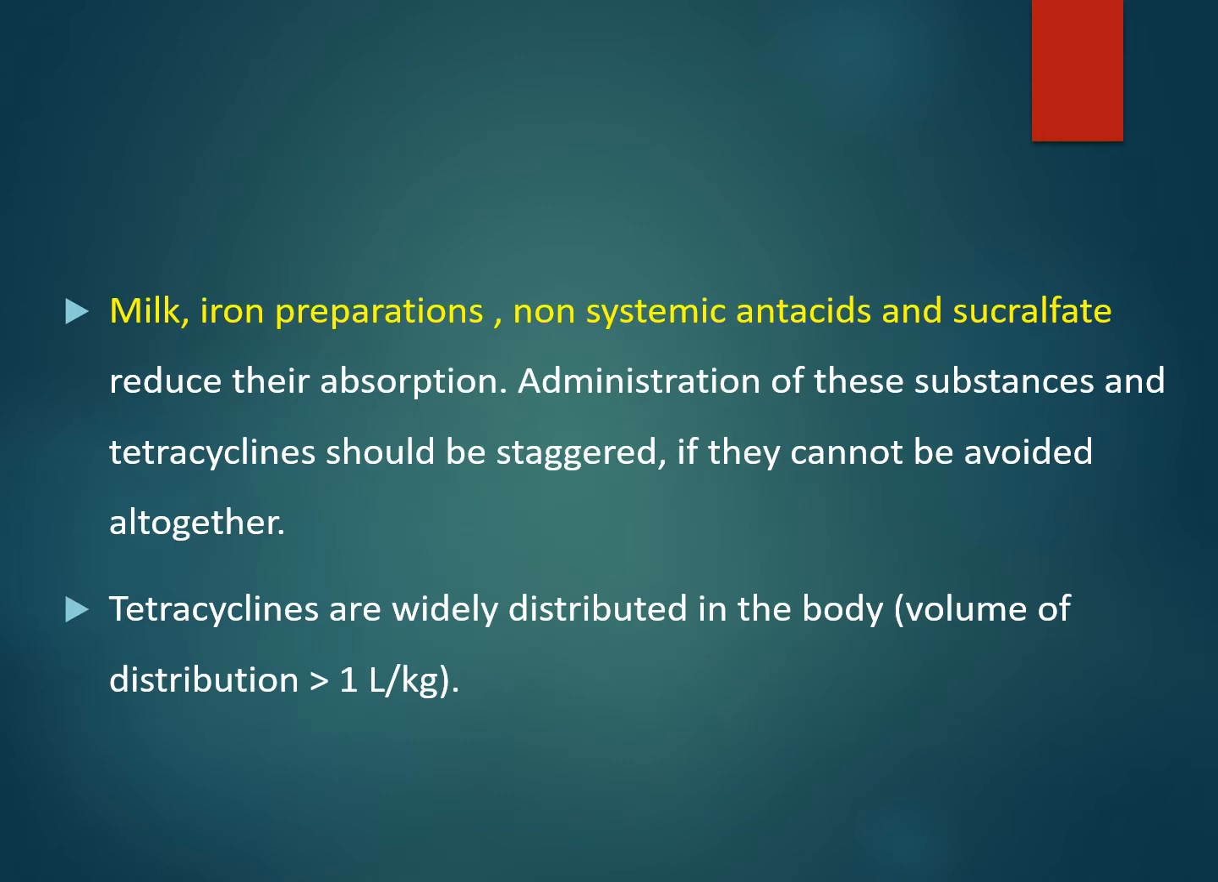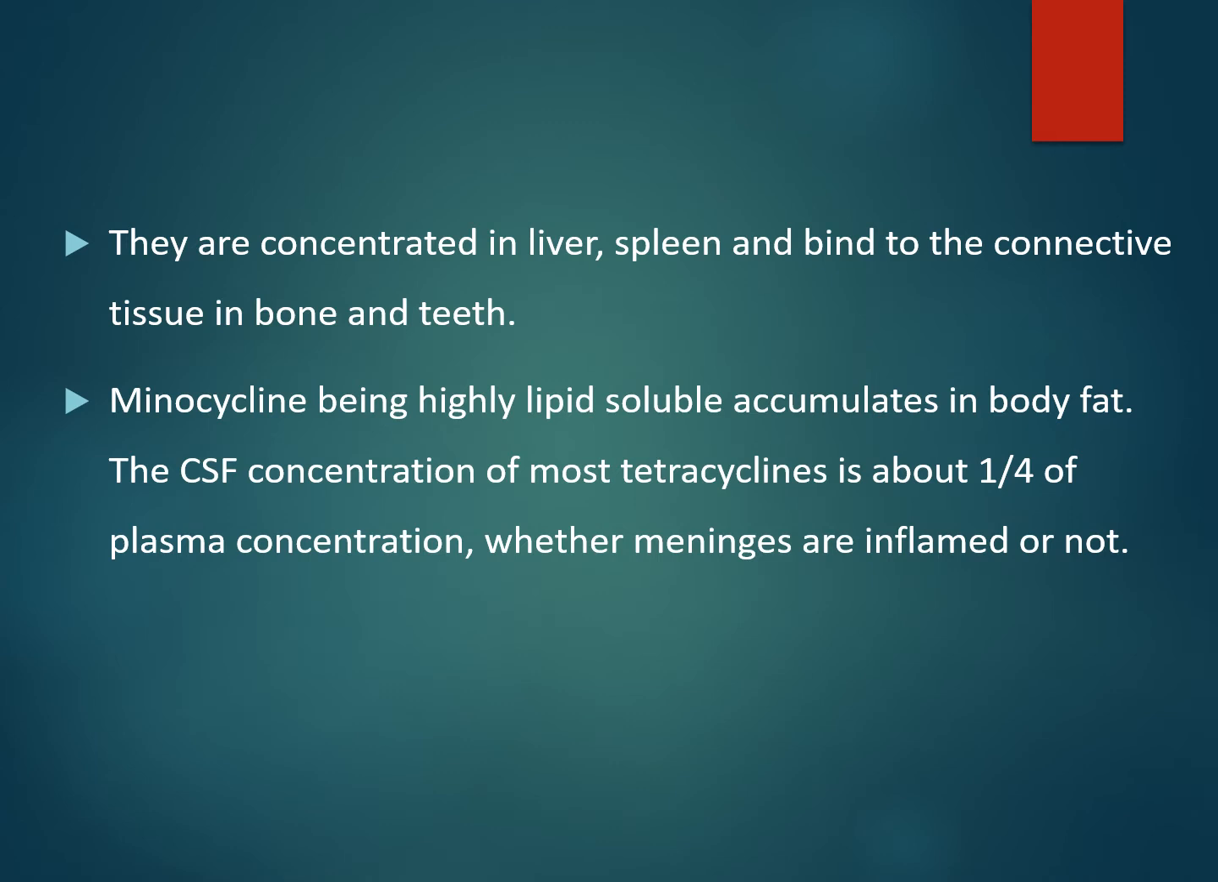As I just told you about milk, iron preparations and non-systemic antacids, like Gelusil and all those, they are going to reduce the absorption of tetracyclines. And they are widely distributed in our body, concentrate in the liver, and bind to various tissues, connective tissues like bone and teeth.